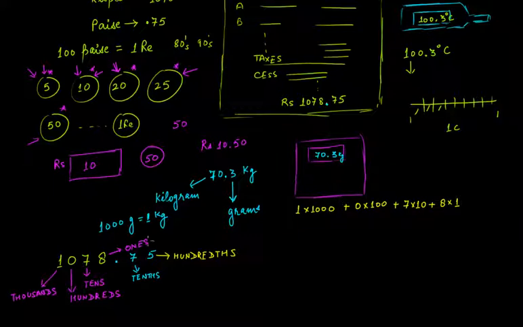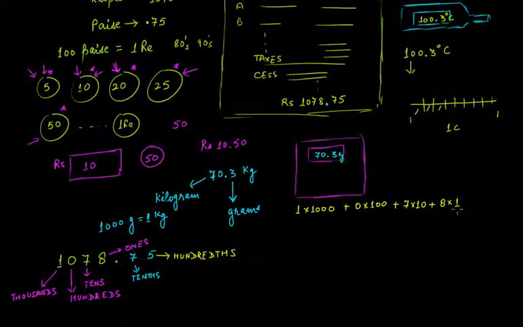Clearly, the multiplication factor at the ones place is 1. The multiplication factor at the tens place is 10. The multiplication factor at the hundreds place is 100. The multiplication factor at the thousands place is 1000. That is actually the place value of the number place, right?